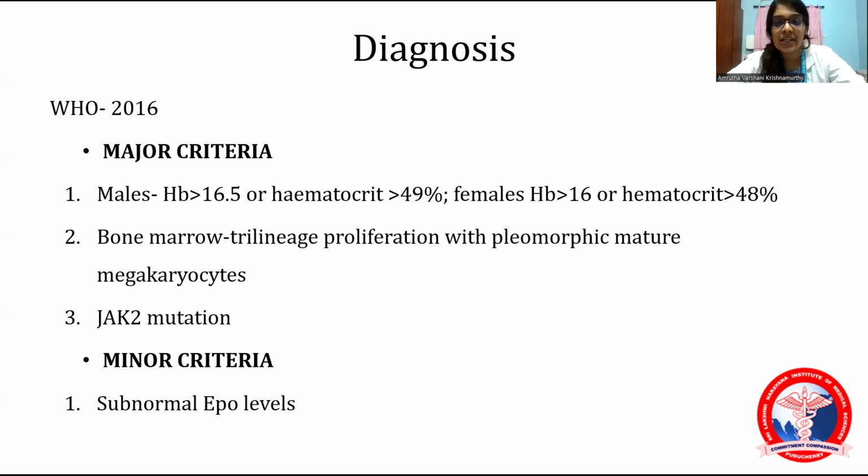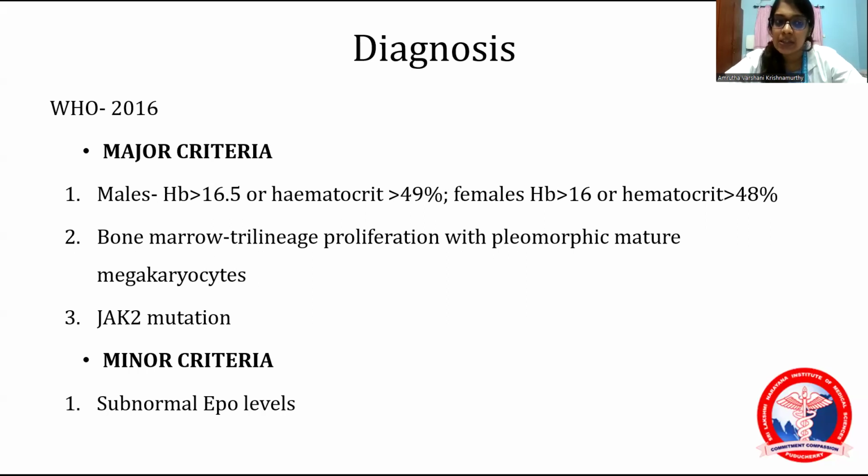So, the major criteria include: Hb has to be more than 16.5 in males or more than 16 in females, and hematocrit has to be more than 49 in males and more than 48 in females. This is point number one.